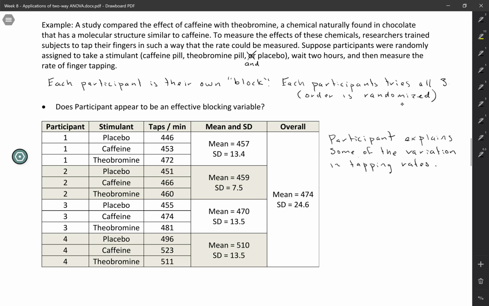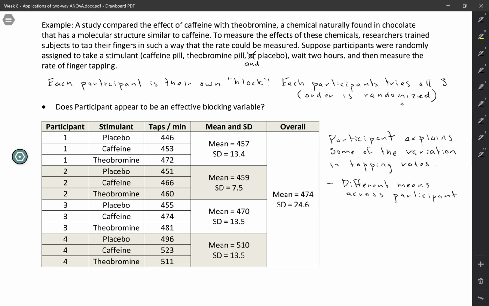There's sort of two ways to tell here. One is that we do have different means across the participants. So it seems like if we look at the different participants, some of them are just better at this tapping task than others, sort of regardless of the stimulant or across all three treatments. If we look at the means, we can see that participant 4 in particular tends to be much faster than the others. Participant 1 is the slowest on average. So there do seem to be some individual differences.